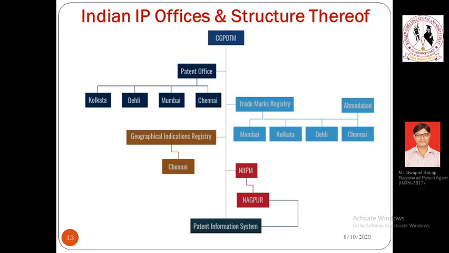So what all offices come under it? All the different offices which we discussed, for example the acts, if you recall what we discussed in the first session, all these offices are controlled and managed by this Controller General of Patents, Designs and Trademarks. At the moment, Mr. O.P. Gupta is the CGPDTM of India. So he manages all these offices across the country.